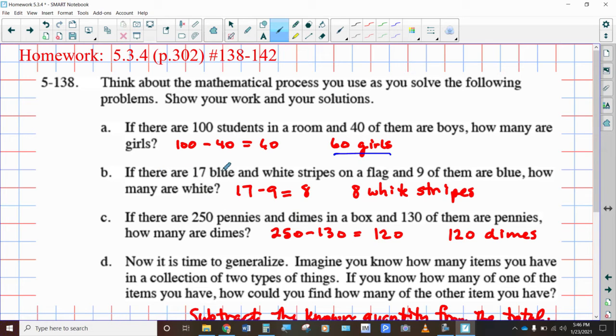If there are 17 blue and white stripes on a flag, and 9 of them are blue, how many of them are white? 17 minus 9 is 8, so there'd be 8 white stripes. If there are 250 pennies and dimes in a box, and 130 of them are pennies, the rest of them have to be dimes. So 250 minus 130 is 120 dimes.